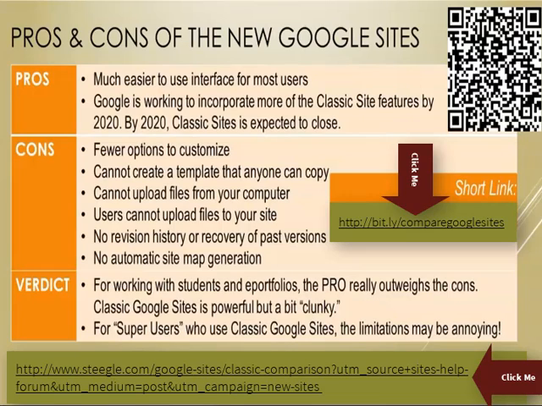There are a lot fewer options. That's why it's easier. You can't customize that much. You cannot create a template that anyone can copy. If I wanted to create something that anybody on the web can just grab and use as a template, I could do that in Classic, and you cannot do that in the new Google Sites. That is a disadvantage, but there's a workaround, which is to duplicate the site.